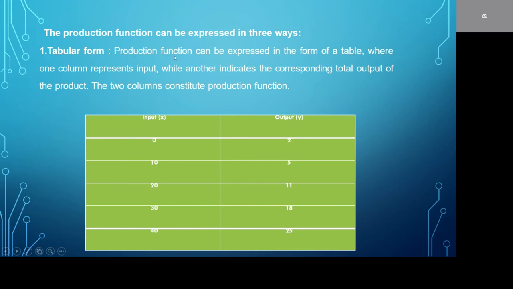Suppose production function is expressed in the form of a table, that comes under tabular form. This is the table. One column represents the input and another column represents the output. Whereas 0 input units produce 2 units of the output, 10 units of the input produce 5 units of the output. Finally, 40 units of the input produce 25 units of the output. This comes under tabular form.